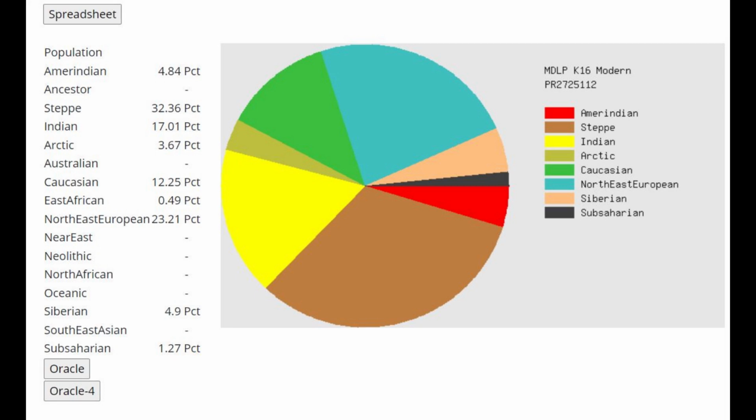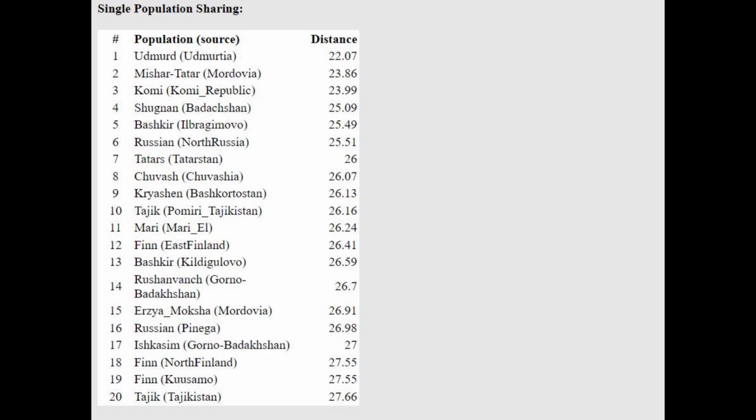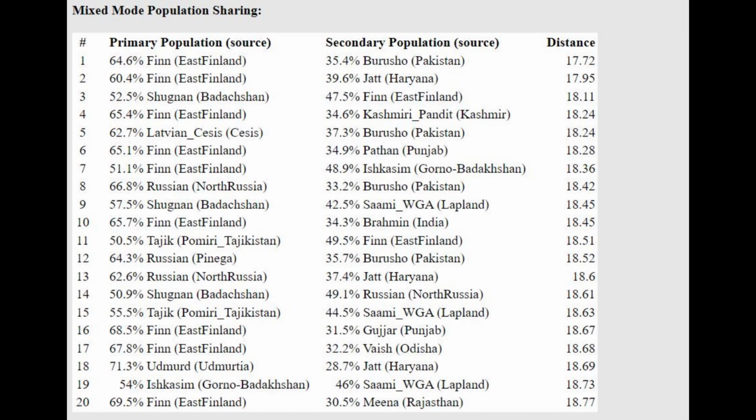Here's what he scores with MDLP K16, and this is actually the highest steppe I've ever seen. And by the way, the steppe component here is very much underestimated because most people prefer to score Caucasian plus Northeast European instead of steppe. So him scoring 32% steppe is very interesting. With the oracle, he's closest to Udmurts, Mishar Tatars, Komi, all kinds of Volga-Ural people, and he can be modeled as a mixture of Finnish people with Tajiks or Pakistani.